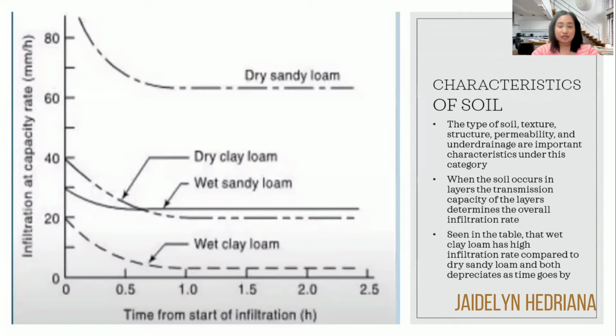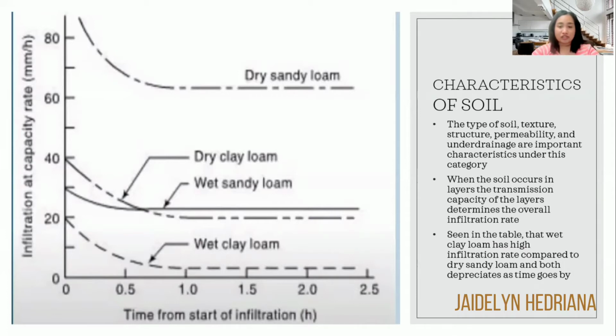Seen on the slide is a table of the infiltration rate of the different types of soil. It shows the infiltration capacity rate measured in millimeters per hour and the time from start of infiltration, which is measured in hours. Infiltration rate is measured by recording the rate at which water enters the soil. But the rate at which water infiltrates the soil is not constant. Generally, water initially infiltrates at a faster rate and slows down with time. When the infiltration rate slows down to a steady level, or where the curve flattens off on the table, the infiltration capacity has been reached.